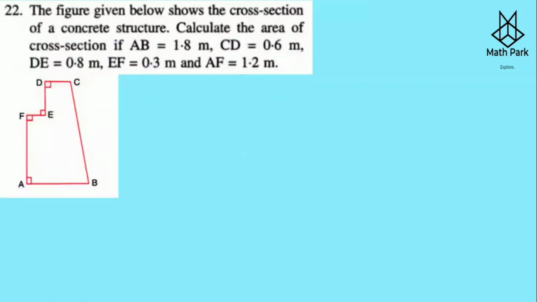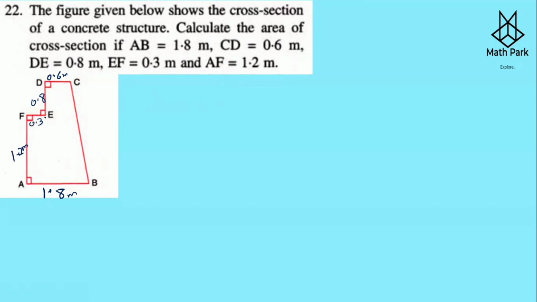The figure given below shows the cross section of a concrete structure. Calculate the area of the cross section if AB is given as 1.8 meter and CD is given as 0.6 meter. DE is 0.8 meter. EF is 0.3 meters. AF is 1.2 meter. And we are asked to find the area.